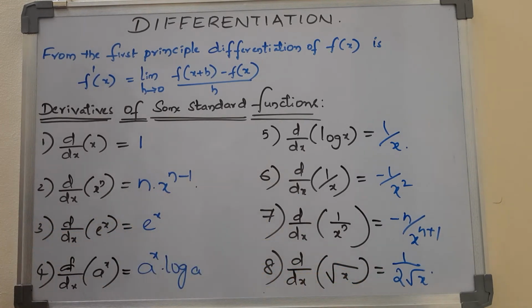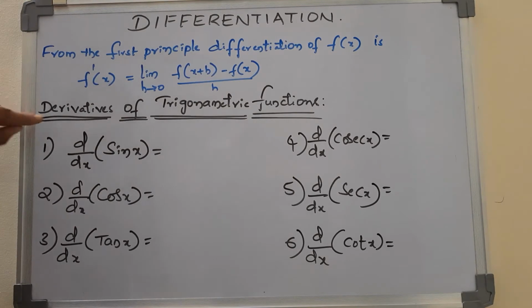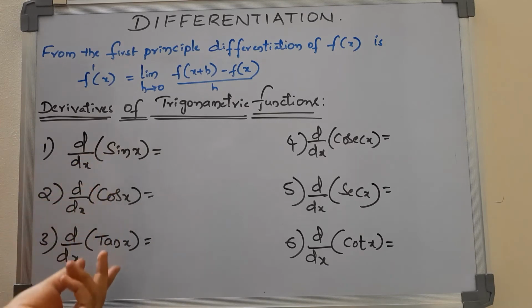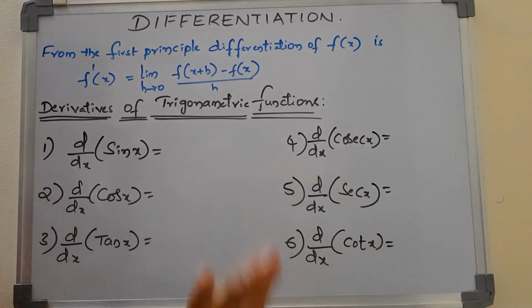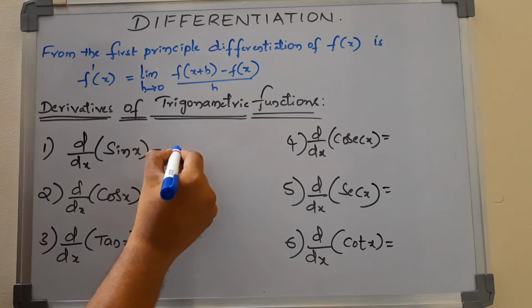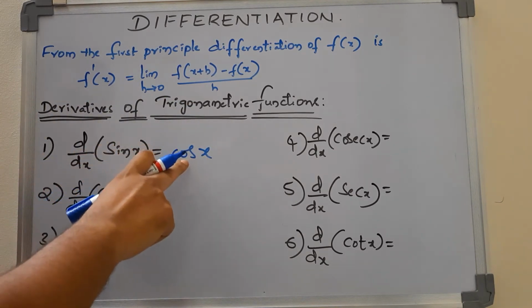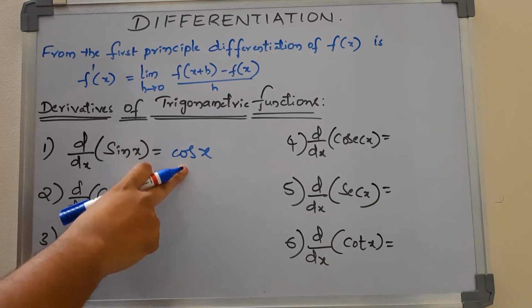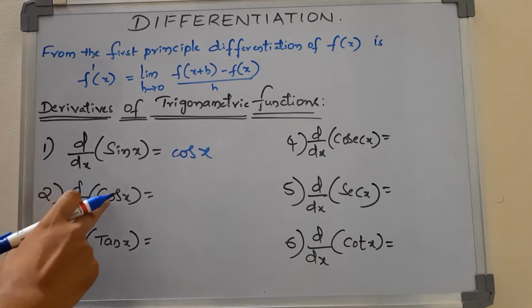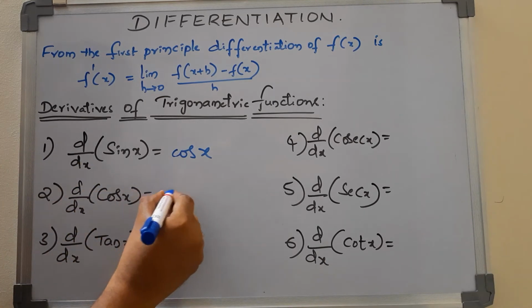You will get 1 by 2 root x. Next, we will see some derivatives of trigonometric functions. We have 6 functions here: sin, cos, tan, cosec, sec, cot. The derivative of sin x can be written as cos x. Similarly, the derivative of cos x can be written as minus sin x.